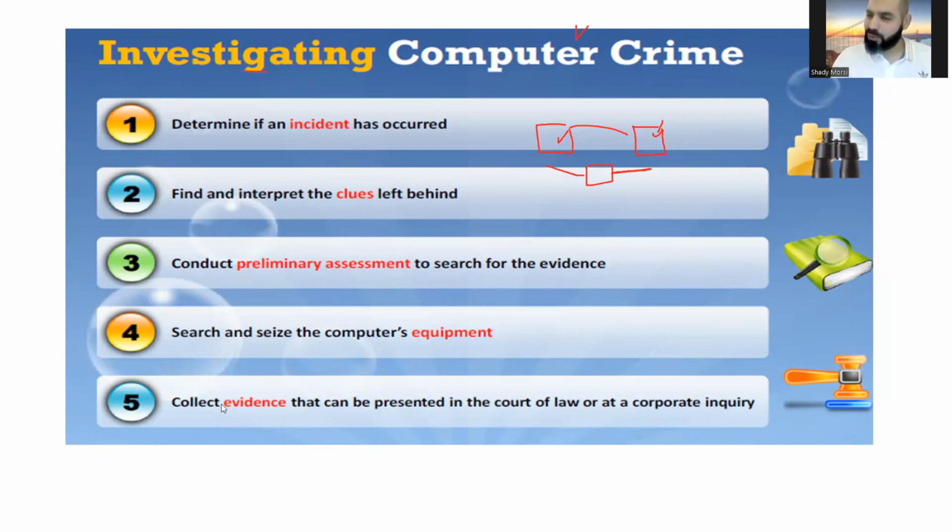Once you have seized the equipment and start to search, you start to collect evidence. As I mentioned, evidence can exist in memory, in network communication, in the system log files, in the application log files. You need to collect all this evidence so it can be presented in a court of law or at corporate inquiries. It means that once you collect and analyze this evidence, later on they will ask you to show it in court or at the corporate level.